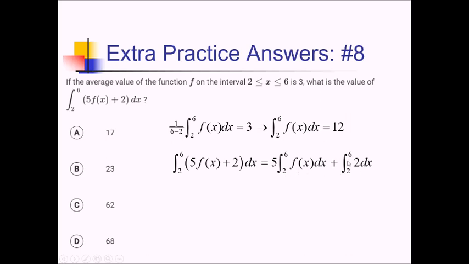And now if I take each of these things individually, well, we just saw up here that the integral from 2 to 6 of f of x dx, this thing basically, is 12. So this is really 5 times 12. And over here, if I'm taking the integral from 2 to 6 of 2, basically finding the area under the horizontal line y equals 2, this is going to be a rectangle. The base is just going to be the interval length of 4. Height is going to be 2. So basically 4 times 2 for that integral. So this is going to be 60 plus 8, or 68, giving me answer choice D.